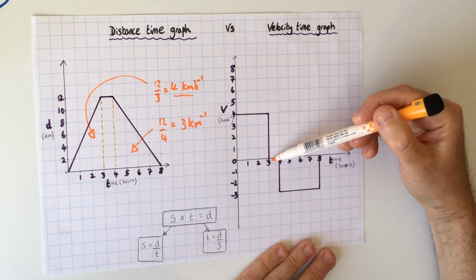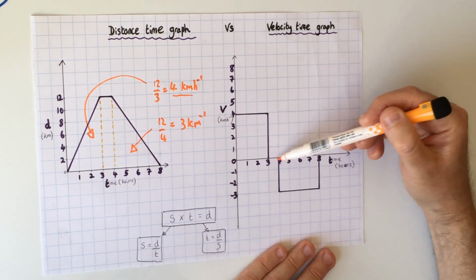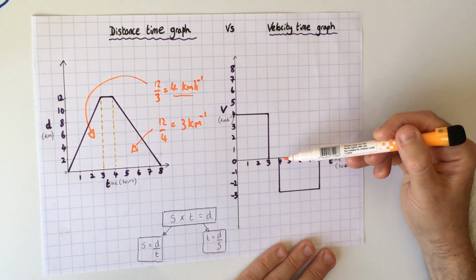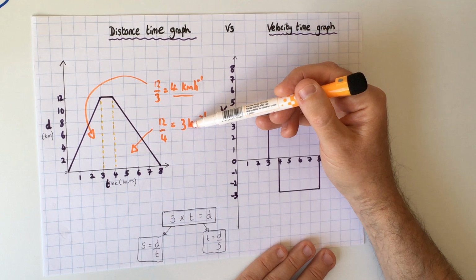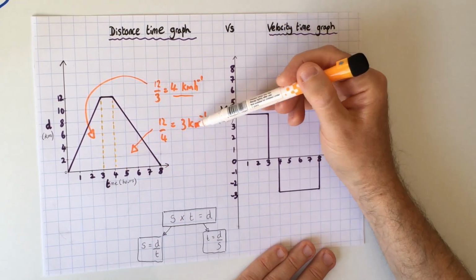Then, for 1 hour, between 3 and 4, the velocity suddenly drops to 0. So you're not travelling at all, you're stationary. And then we're travelling at 3 kilometres per hour for 4 hours. Okay, we work that out.